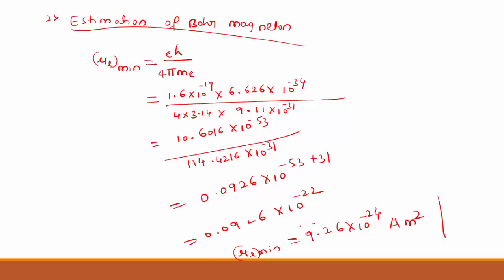The SI unit of magnetic dipole moment is ampere meter square. You get the value 9.26 into 10 to the power of minus 24 ampere meter square, which is the value of the estimation of Bohr magneton.